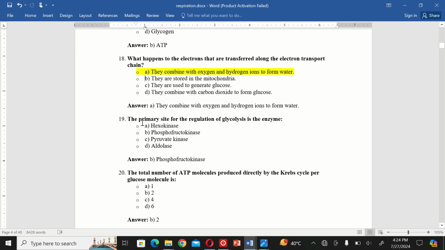The next MCQ is: the primary site for the regulation of glycolysis is the enzyme A. Hexokinase, B. Phosphofructokinase, C. Pyruvate kinase, and D. Aldolase. So the correct option is B.